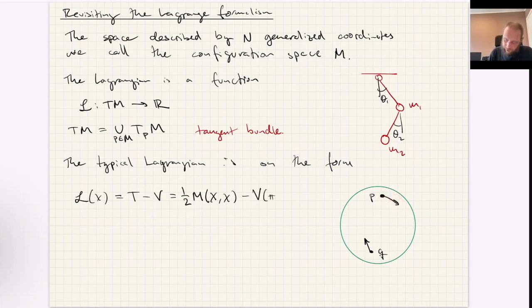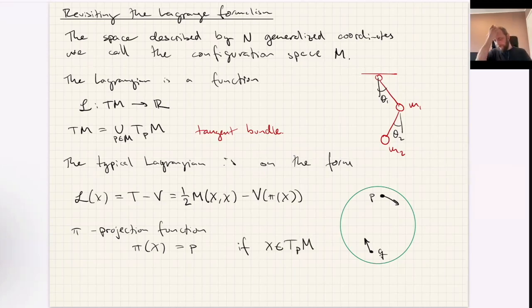So we usually call this function pi the projection function, and we say that pi of x is equal to p if x belongs to the tangent space at p. It's essentially just taking one of those vectors and mapping it to the point where the vector exists.